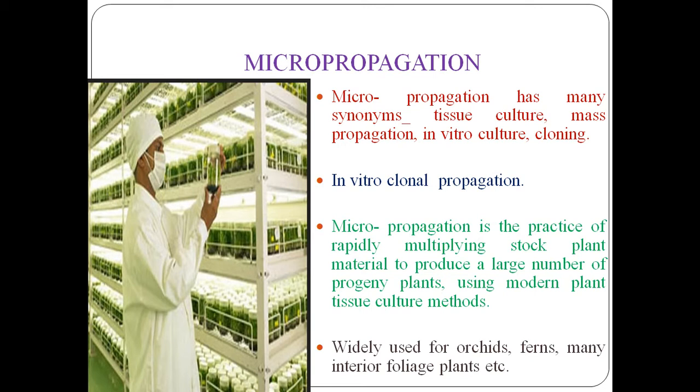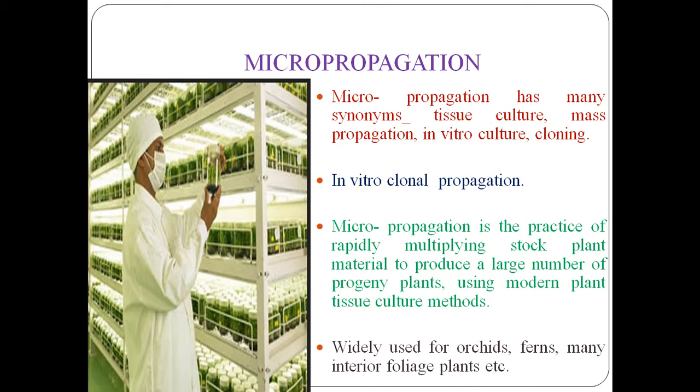Micropropagation has many synonyms like tissue culture, mass propagation, in vitro culture and cloning. In vitro clonal propagation also. So here micropropagation is the practice of rapidly multiplying stock plant material to produce a large number of progeny plants using modern plant tissue culture methods. Here the modern plant tissue culture methods means types of culture like anther culture, pollen culture, ovary culture. These are the modern tissue culture methods.